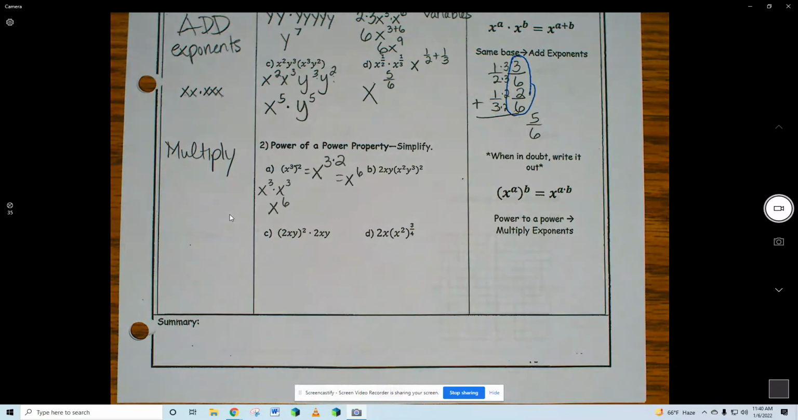So if you say, oh, the whole thing is squared, I'm going to write it twice because it's squared. So I wrote it twice. I would get x to the 6th. If I multiply power to a power, because they've got the parentheses separating them, I multiply 3 times 2, that still gets me a 6.